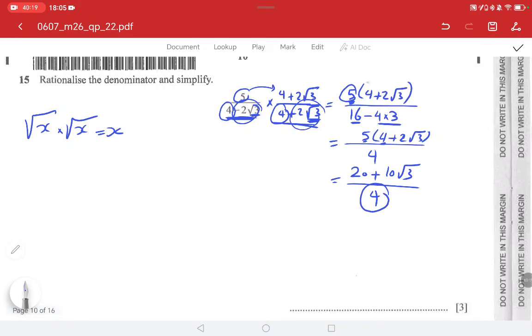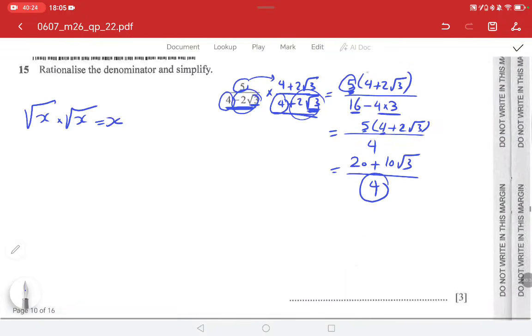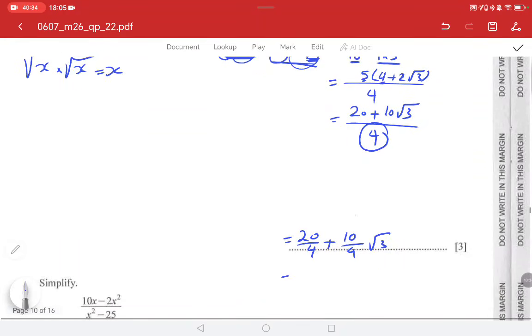Now you rationalize the denominator, everything is okay. Or if someone else wanted to make it in this way, like 20 over 4 plus 10 over 4 square root of 3, also it's fine. So this one will be 5 plus 5 over 2 square root of 3. That's okay. But take care.